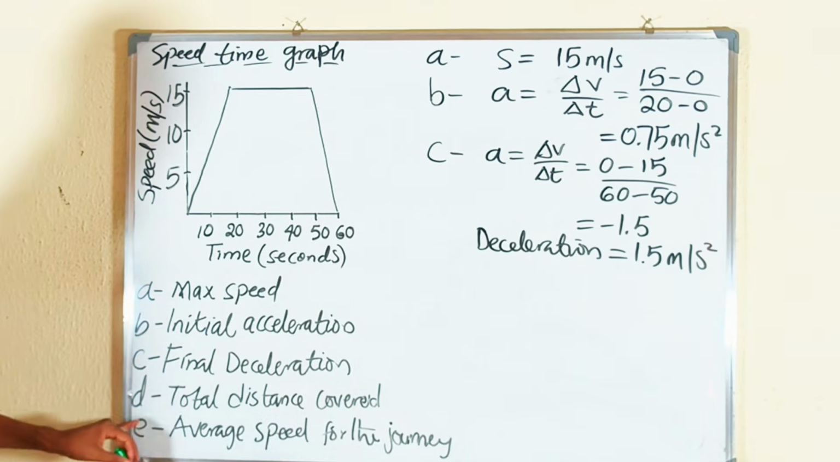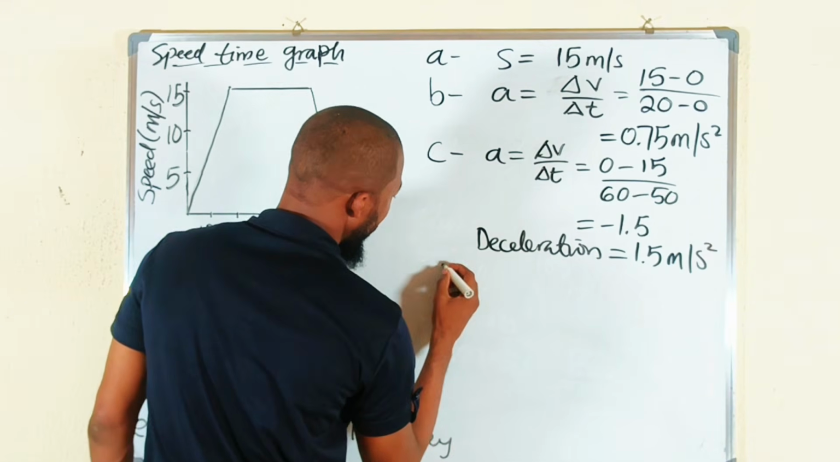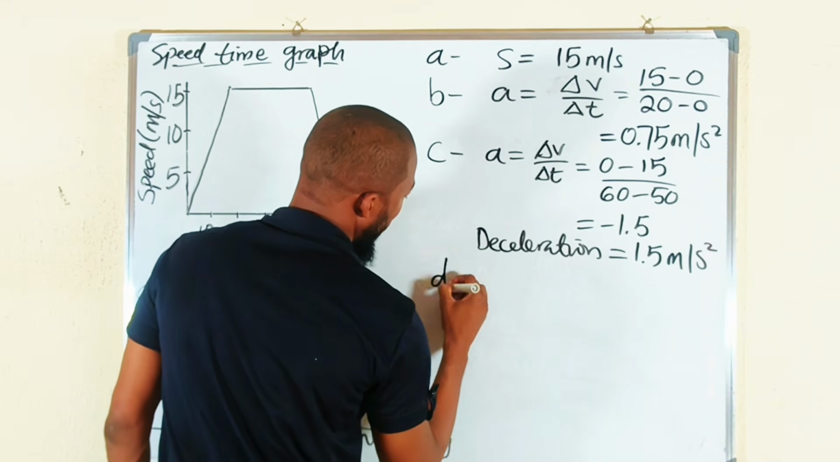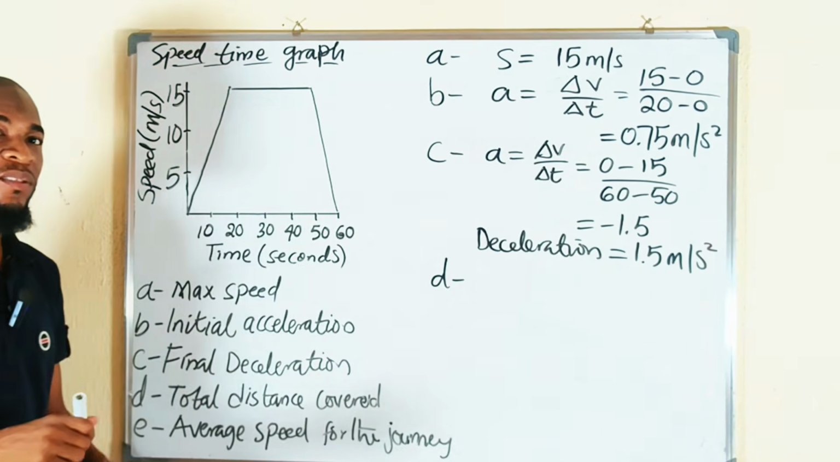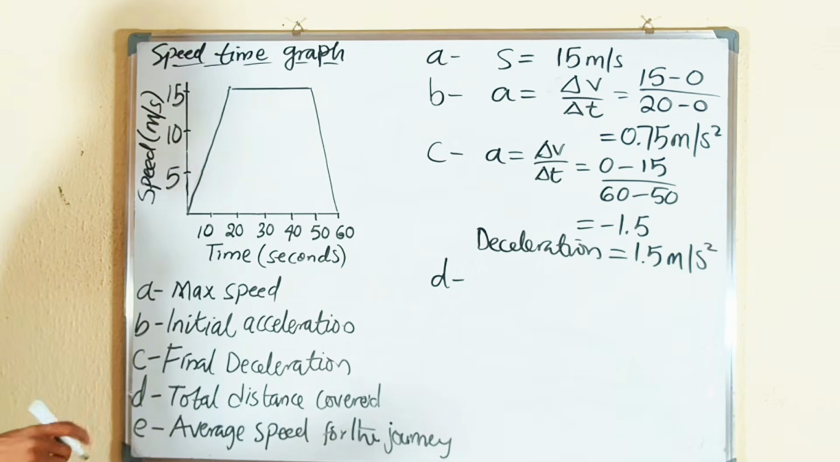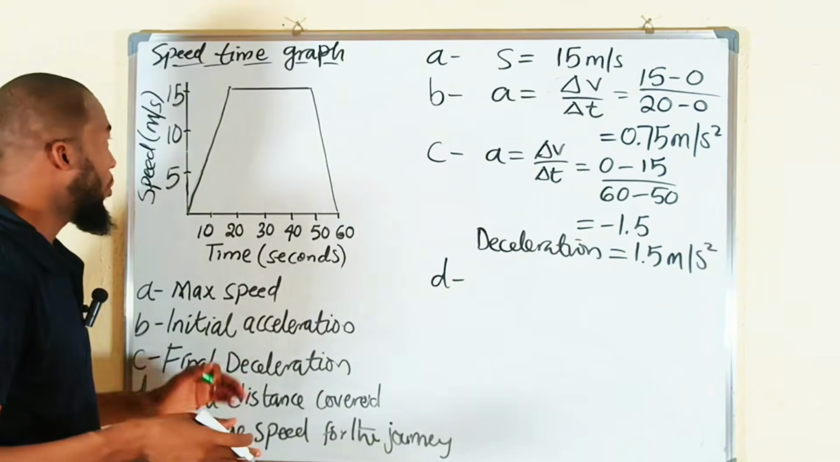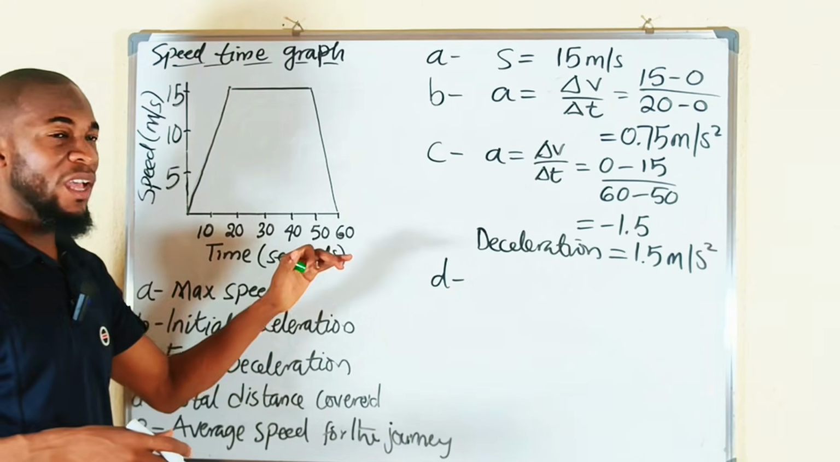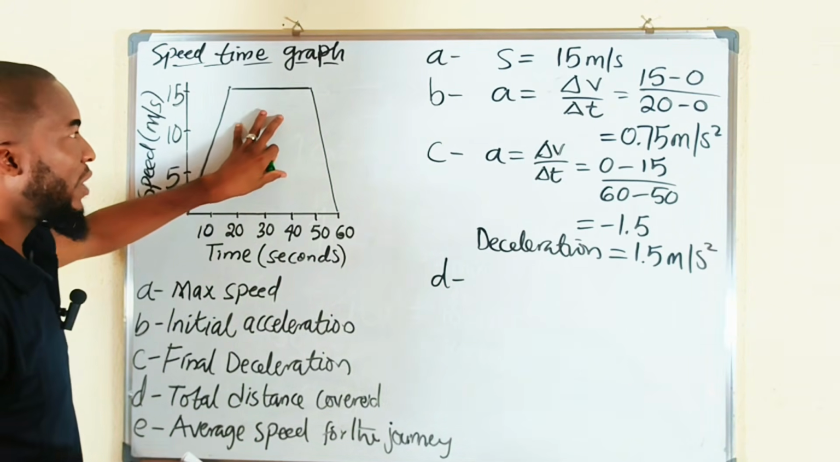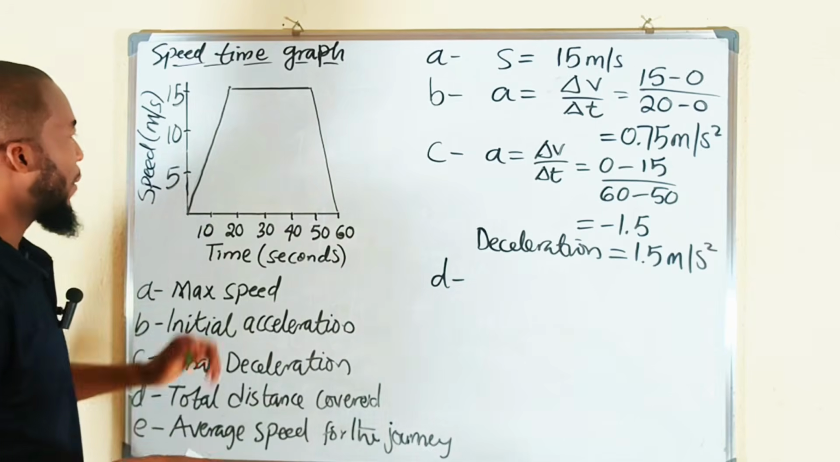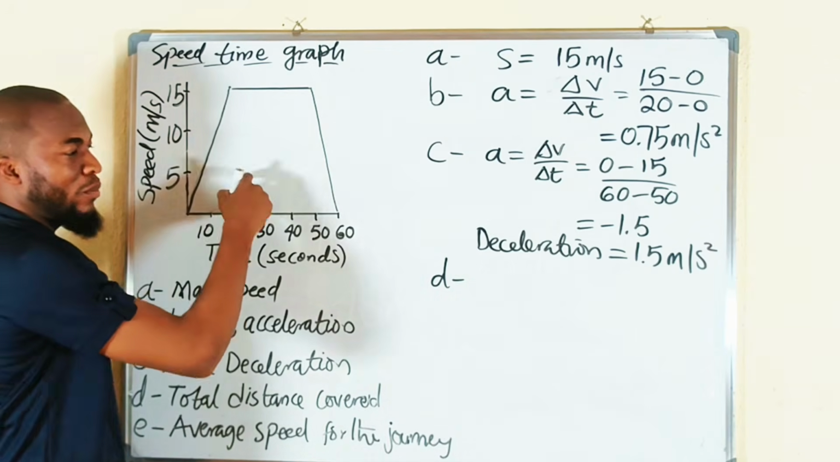Then E, the total distance. Remember, distance is what? Speed is equal to distance all over time. Therefore, distance is equal to speed times time. Speed times time will give us the area. So we are looking for the area under this curve here. And this is what? A trapezium.